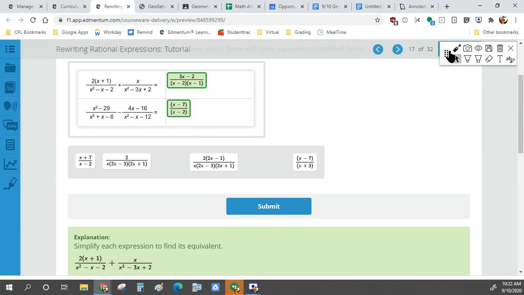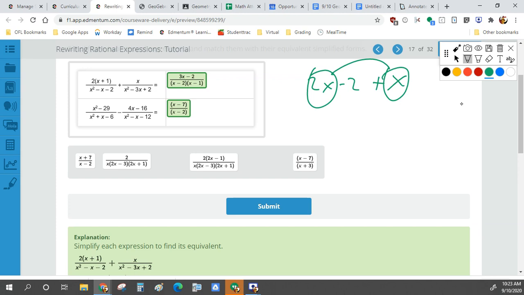Oh, you guys didn't see it because you were probably distracted by the chat. But how I messed up was this. This was 2x. It was supposed to be plus x. So I mixed up my negative and my positive there.